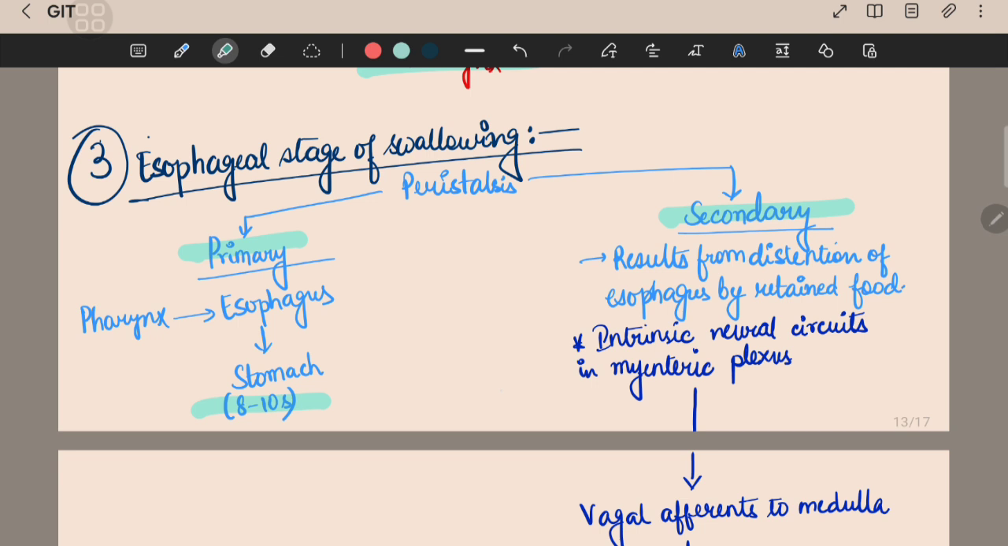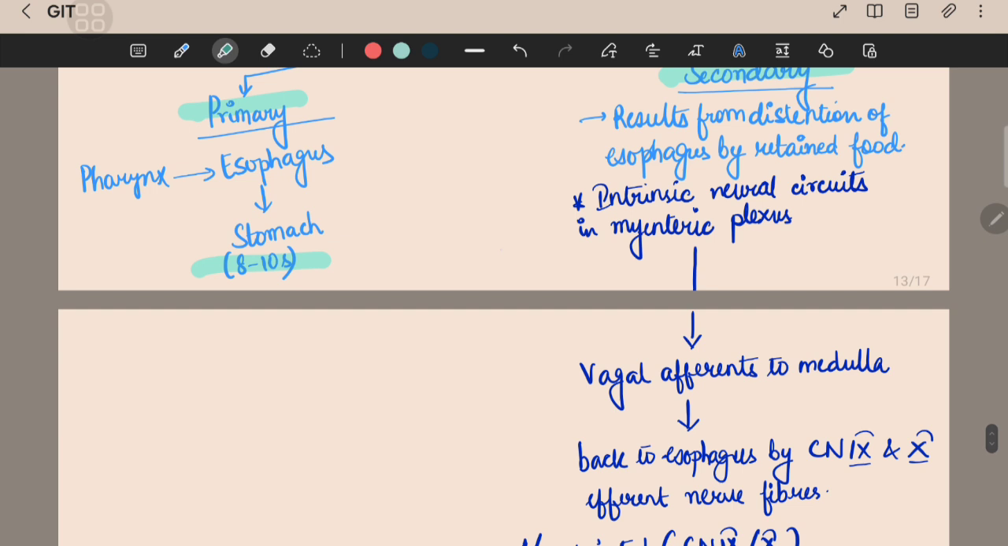Generally it's less than 8 seconds. And in the secondary peristalsis, what will happen, this will result from the distension of the esophagus by the retained food. Of course, the esophagus is not so thick a structure, but the food bolus is passing down, so there will be distension of the esophagus, and the intrinsic neural circuits of the myenteric plexus will get activated.